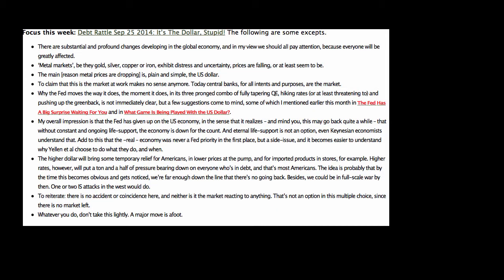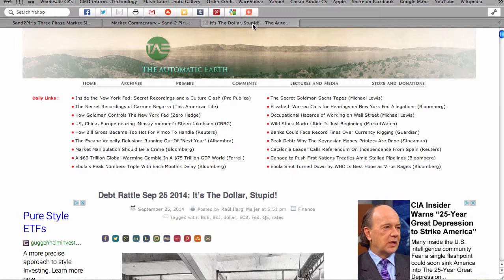Focus this week, Debt Rattle, September 25th, 2014. It's the dollar, stupid. The following are some excerpts. There are substantial and profound changes developing in the global economy, and in my view, we should all pay attention, because everyone will be greatly affected. Metal markets, be they gold, silver, copper, or iron, exhibit distress and uncertainty. Prices are falling, or at least seem to be. The main reason metal prices are dropping is, plain and simple, the US dollar.